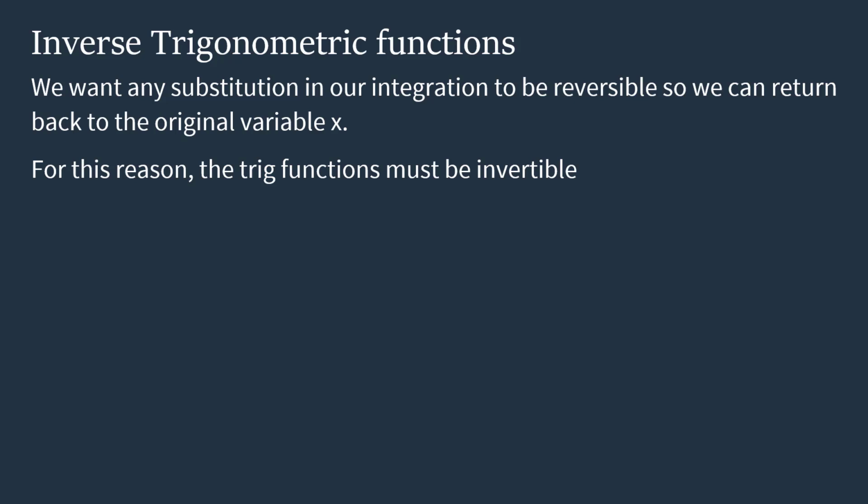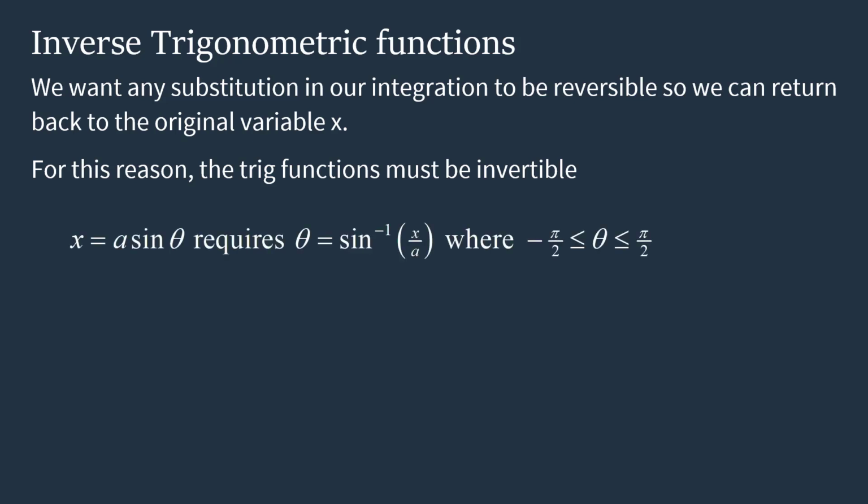For this reason, the trig functions we use must be invertible functions. So, in particular, if x is a times the sine of theta, that requires that theta is going to be the inverse sine of x over a. But then the angle theta must be greater than or equal to negative pi over 2, but less than or equal to pi over 2, or else we can't use the inverse sine at all.